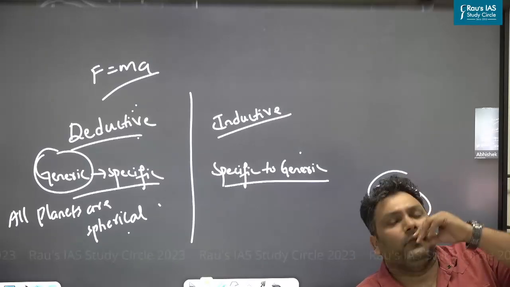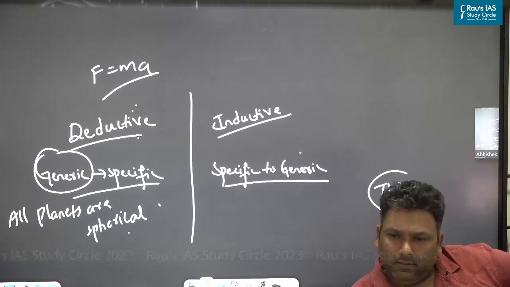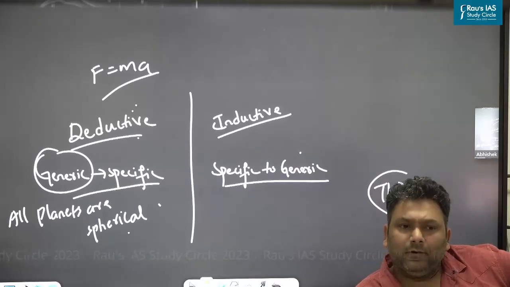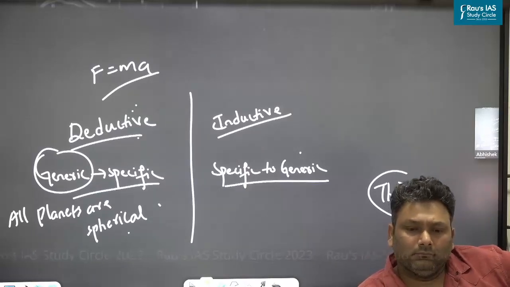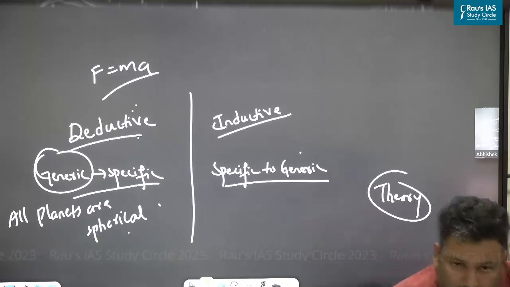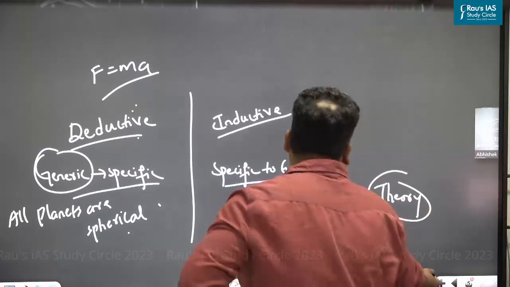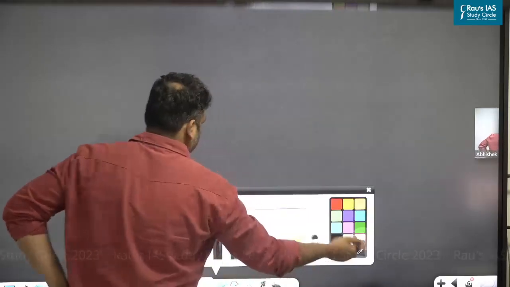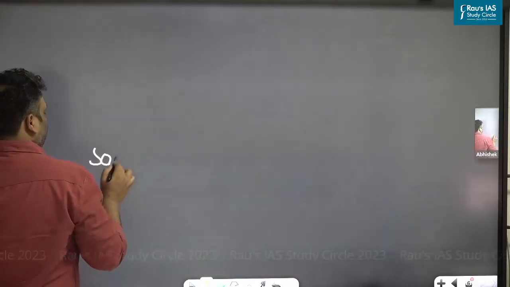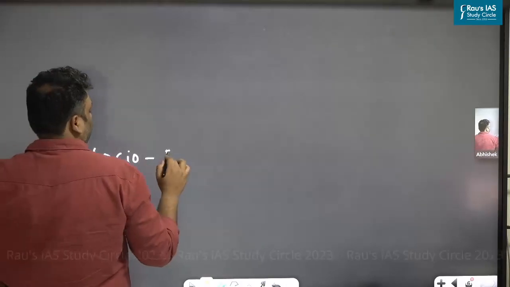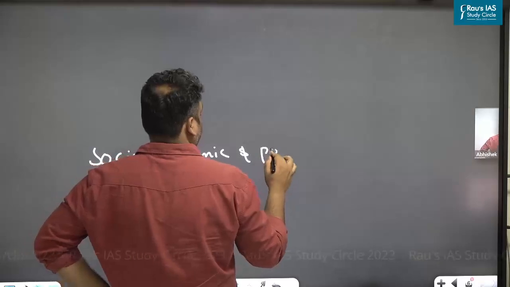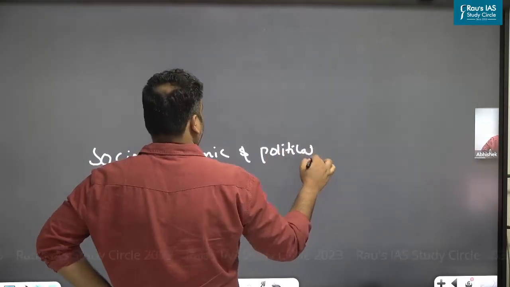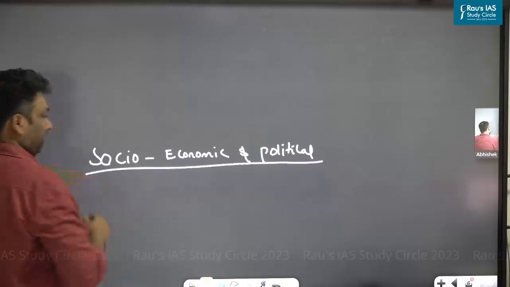Now, if you've seen your preamble, then there's a word which is mentioned in the preamble, that is socio-economic and political development, right? Or equality. Socio-economic and political equality. This word is mentioned here.